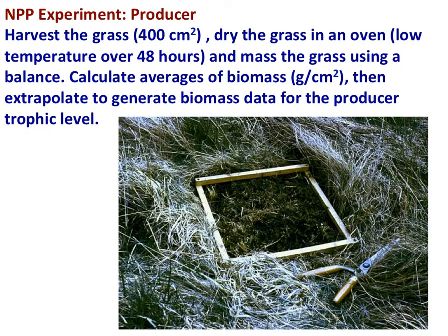In the first semester of this course, we had the experience of running an experiment measuring NPP as a function of different nitrate concentrations. But we also measured biomass of the producer trophic level. I'm hoping you remember. We harvested the grass from small 400 centimeter square plots. We dried the grass in an oven at low temperature for over 48 hours, and then massed the grass using a balance. We calculated the averages of biomass, grams per square centimeter. If we were interested in the biomass over a larger area, we could have extrapolated the producer trophic level data by multiplying up.